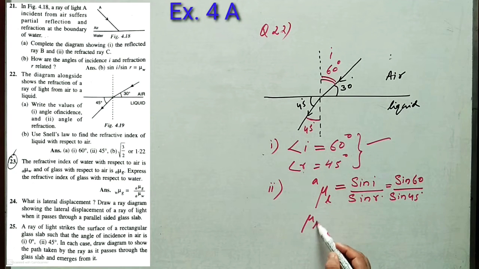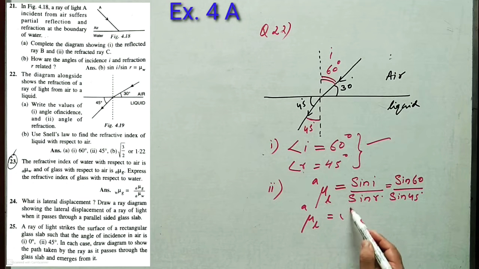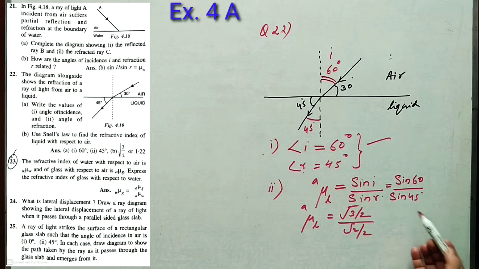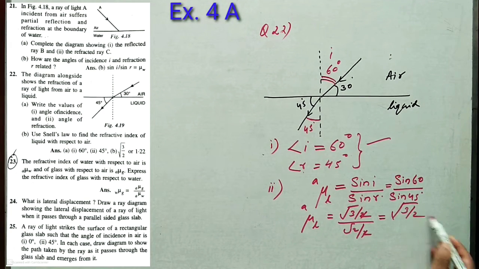So from the logarithmic table, we get the value of sine 60. Sine 60 is root 3 by 2, divided by sine 45, which is root 2 by 2. You can refer to the values of sine 60 and sine 45 from the logarithmic table. Alright, so we get it as root 3 by 2. So the refractive index of the liquid comes out to be root 3 by 2. What's the value of root 3 by 2? Solve it and see. It is coming out as 1.22.